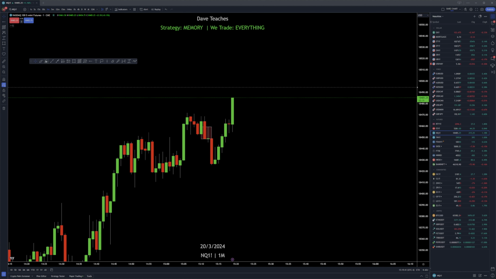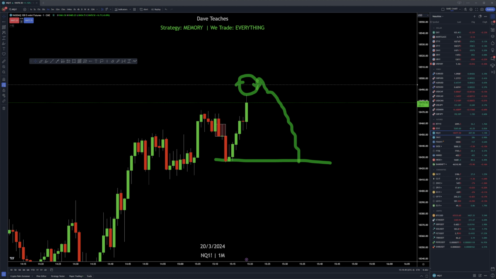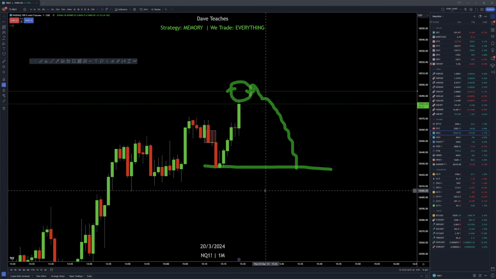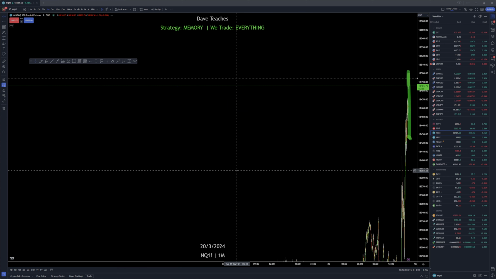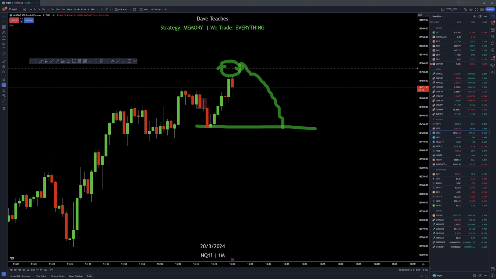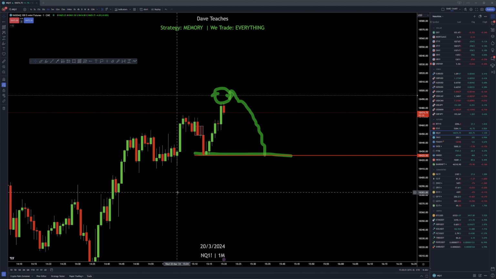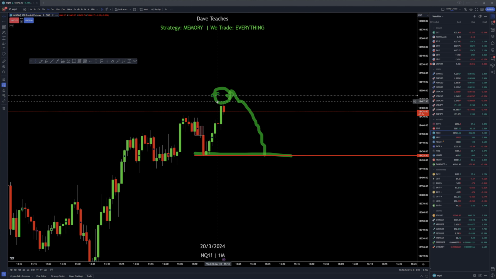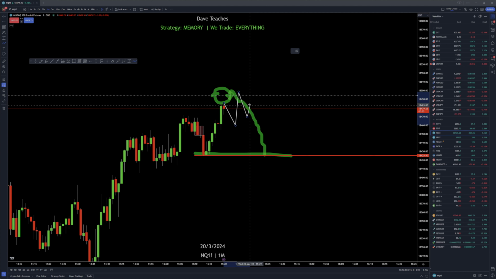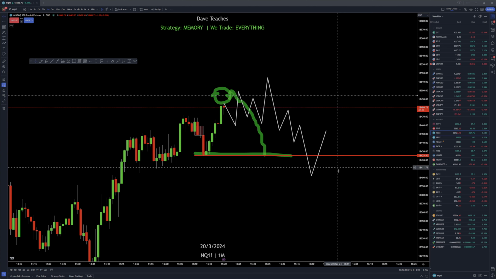Now there goes that push there. I think we got another rejection coming out of here, and I think that one will send us back into here. That doesn't mean that we can't have that. Like that.